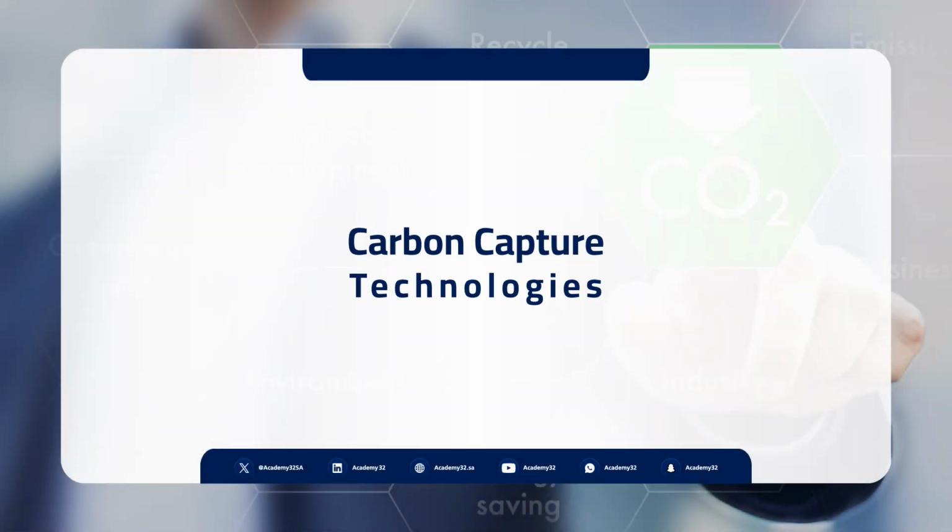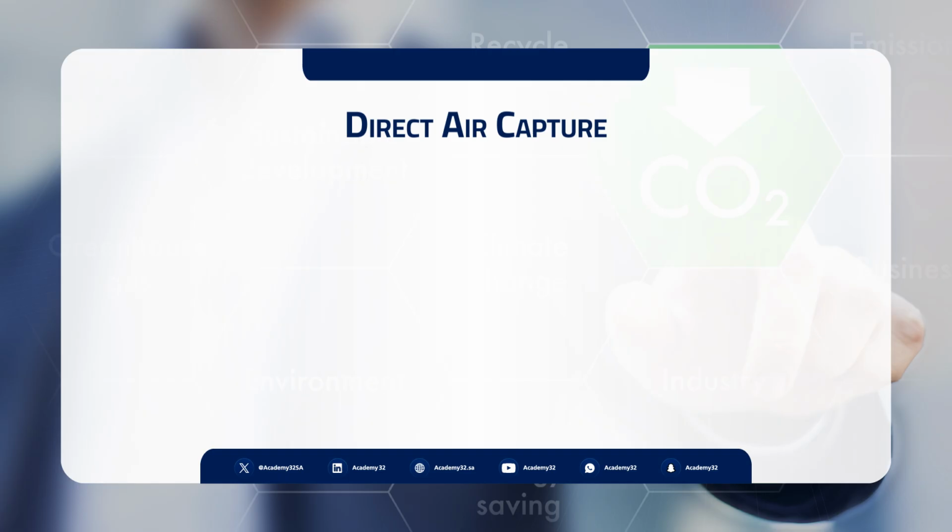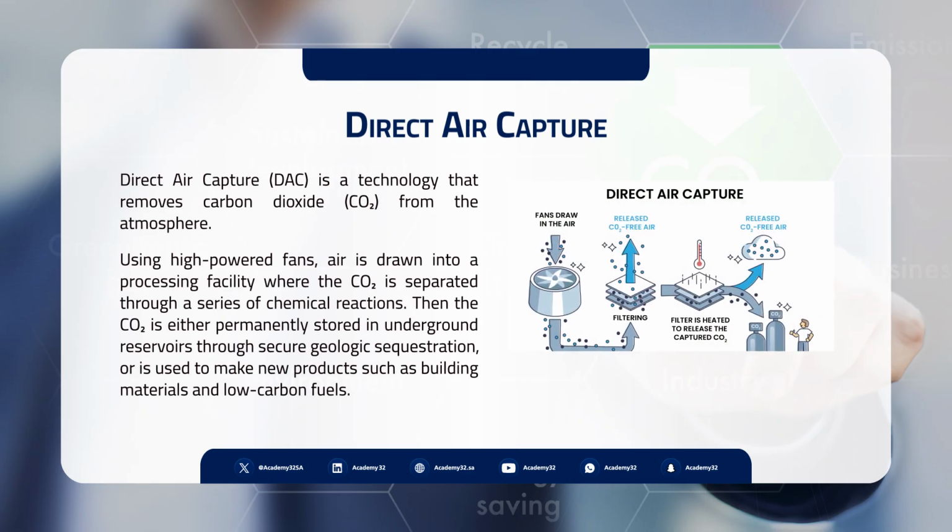Now we start with the capture technologies. There are different capture technologies that enable us to capture CO2. The first one is what they call direct air capture. Direct air capture is a technology that removes carbon dioxide from the atmosphere directly.